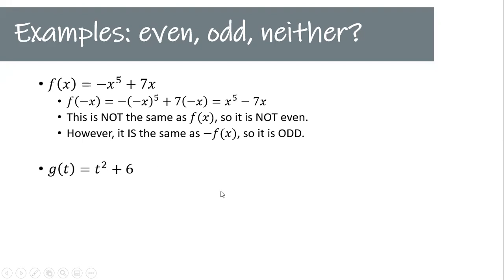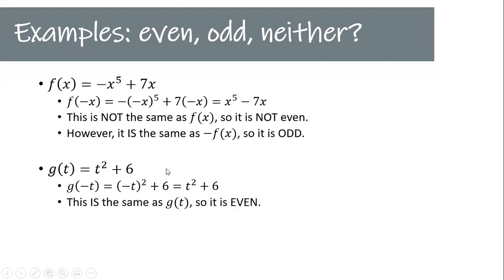Now, what about this example? G of t equals t squared plus 6. Take a moment and find g of negative t and see what you find. Finding g of negative t, we have negative t squared plus 6. Remember that if you have a negative number and you're squaring it, it becomes positive. So negative t quantity squared plus 6 is still going to give us t squared plus 6. This is identical to our original function. So we have an even function.